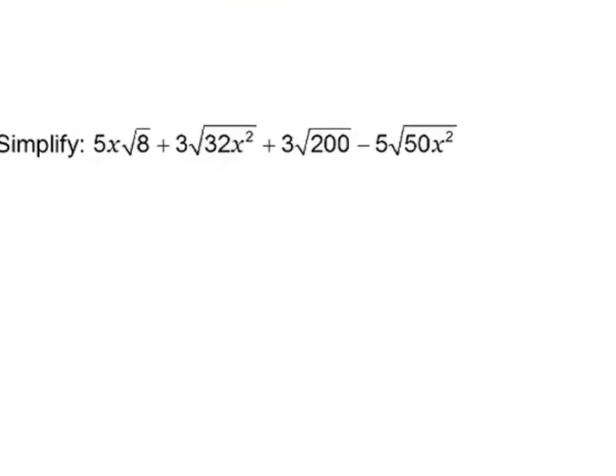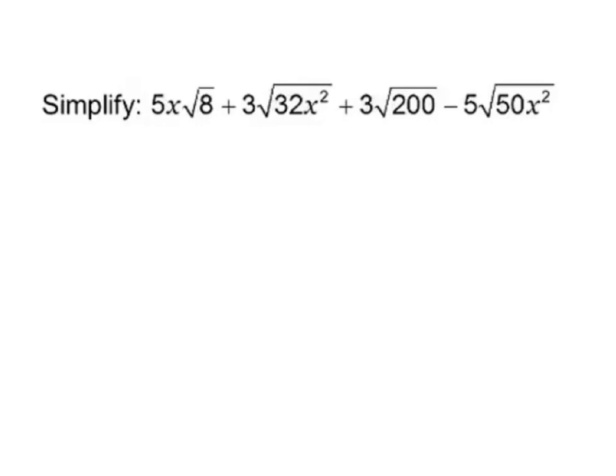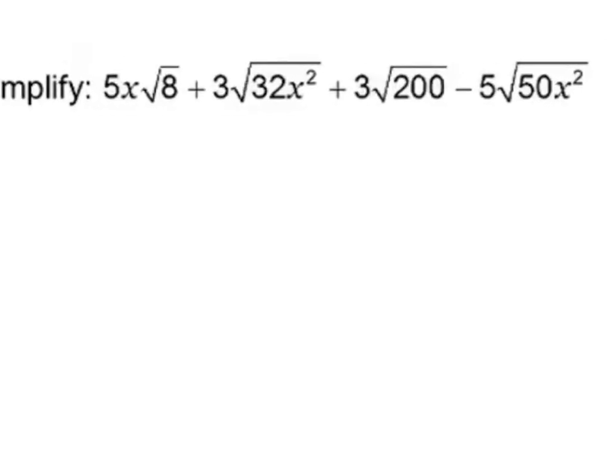All right, now this one's a little bit different. Oh dear, this one's a long one. I've got the square root of 8, the square root of 32 times the square root of x, the square root of 200, and the square root of 50x squared. Okay, so let's see what I can do. Let's first simplify our radicals and see if we get any like radicals.